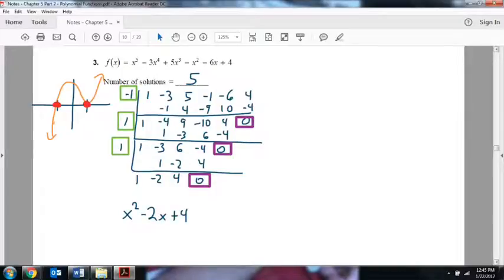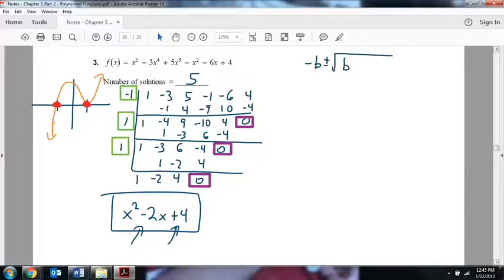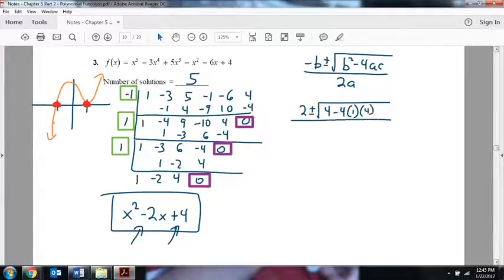And you could try this all day long. This one is actually not factorable. There's nothing I can multiply that multiplies to 4 but adds up to negative 2. So we are going to have to use, remember, negative b plus or minus the square root of b squared minus 4ac all over 2a. Yay, the quadratic formula. So here we go. Negative b is a positive 2 in this case, plus or minus the square root of b squared. Negative 2 squared is 4, minus 4 times a, which is 1, times c, which is 4, all over 2 times a.